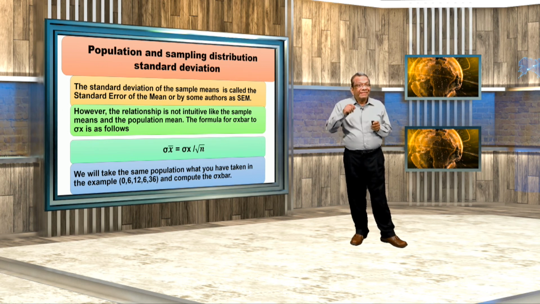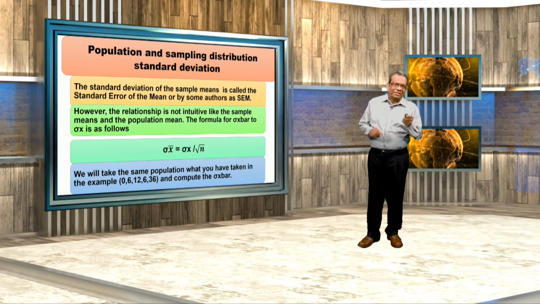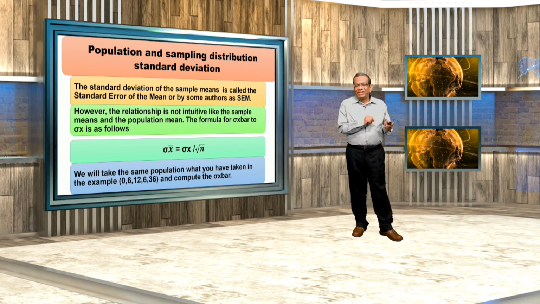Now, what happens is, this is the sampling that you have. It has its own distribution, and its standard deviation is called standard error. However, the relationship is not very intuitive like the sample means and the population means. The formula relating x bar to sigma x is as follows. Sigma x bar is equal to sigma x divided by root n. That means the standard deviation of the sample means will be equal to the population standard deviation divided by root n.